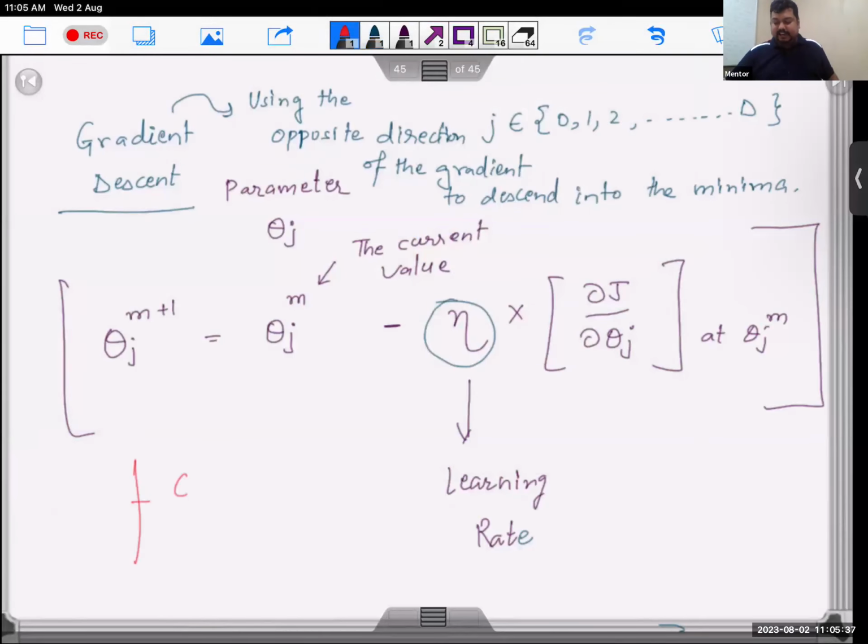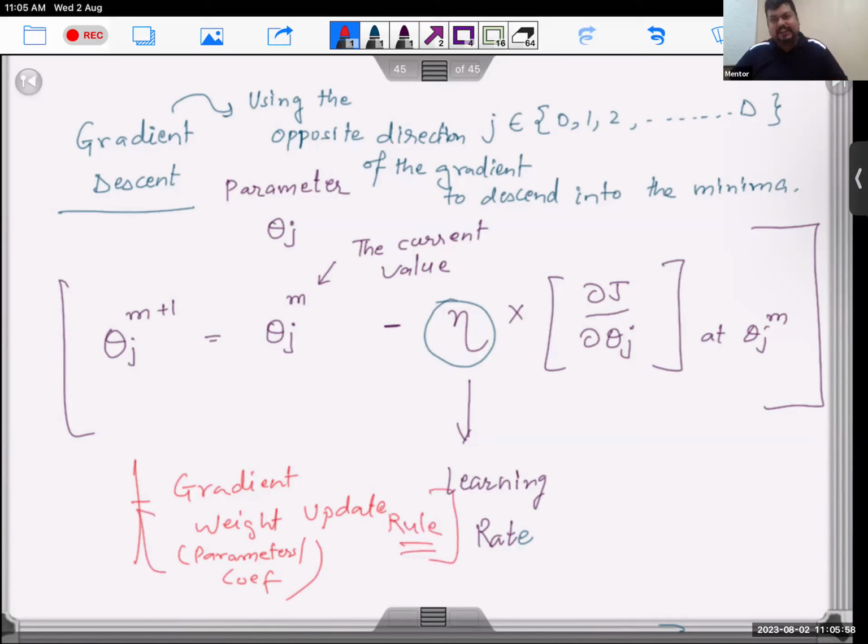This equation is called the gradient weight update equation. It's simply called the weight update equation because parameters are also called weights. Parameters, coefficients. You can also call it the weight update rule, or weight update method, whatever you want to call it. It's also called gradient weight update. I'll stop here. Any questions? Please ask.